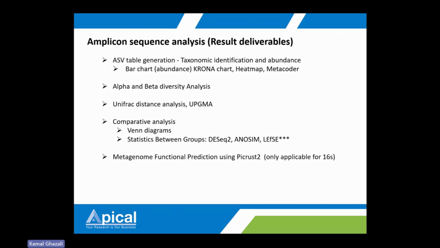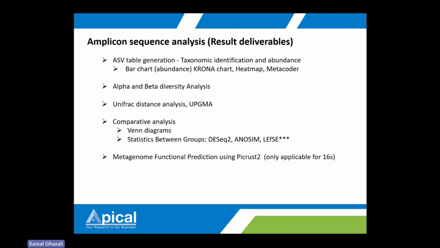Apart from that, we'll use the data generated by the table and provide it in figure form, for example, the bar chart, the Krona chart, and the MetaCoder. We also provide the alpha and beta diversity analysis, and also the UniFrac distance analysis and UPGMA. We want to compare the sample variables, to see the difference from one sample to another. We also provide comparative analysis, for example, the Venn diagram.